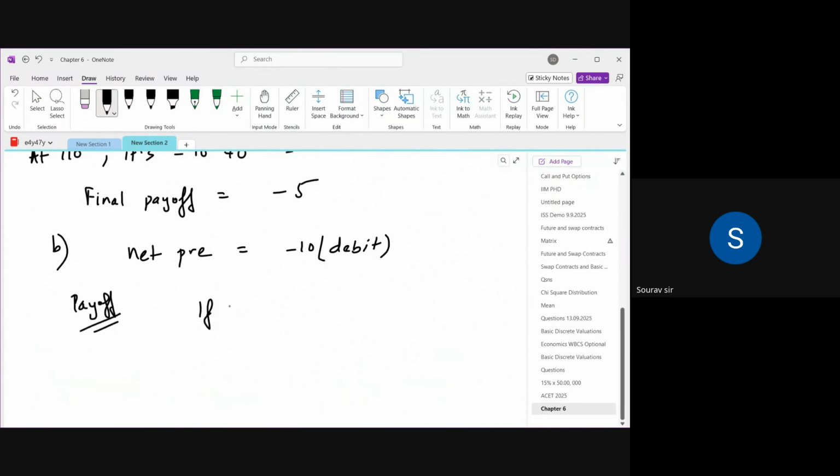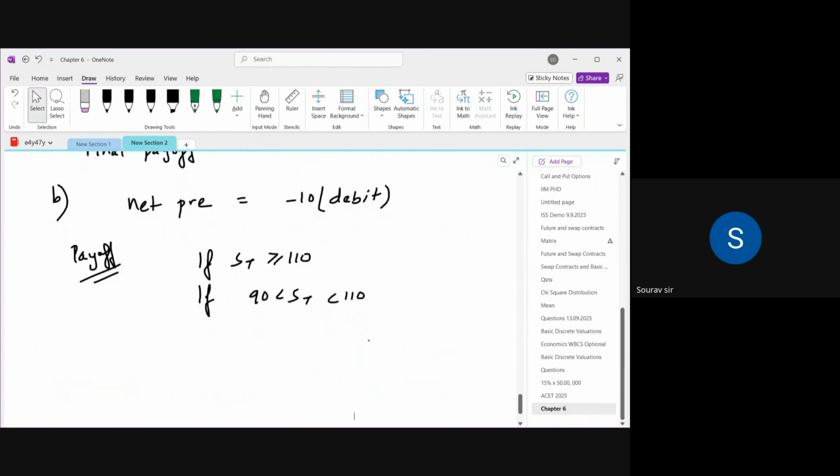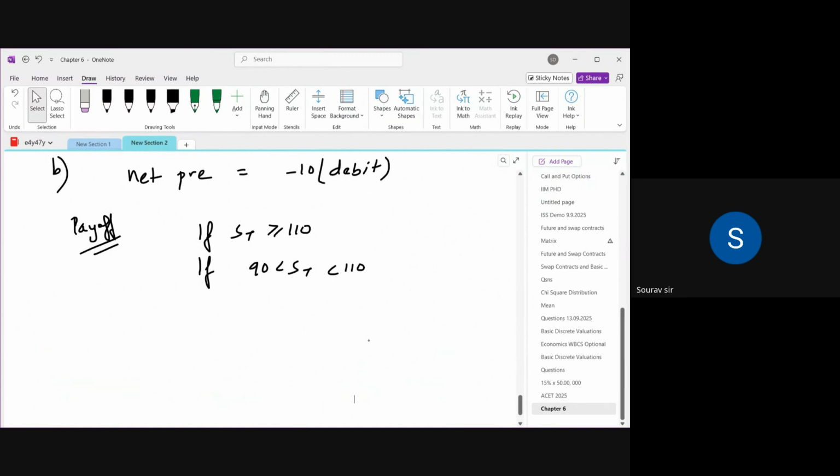So if ST is greater than or equal to 110, both puts are worth zero. If 90 < ST < 110, then it is long 110 put payoff and short 90 put payoff. And if ST is less than or equal to 90, then the long 110 put payoff is 20, and the short 90 put payoff is minus (90 minus ST). So what is the difference? 20. So the net payoff is 20 minus 10, so that is plus 10.